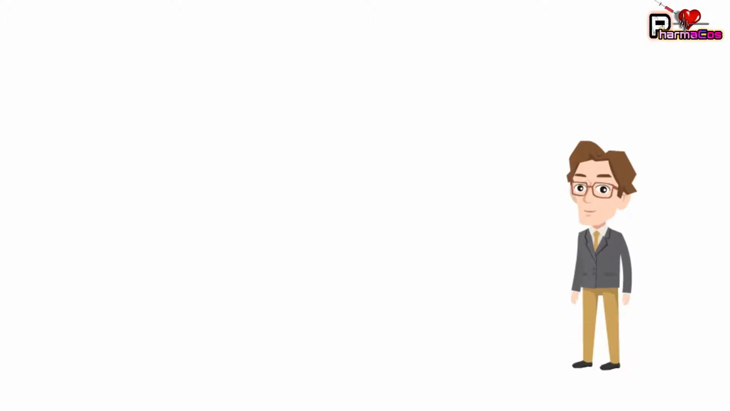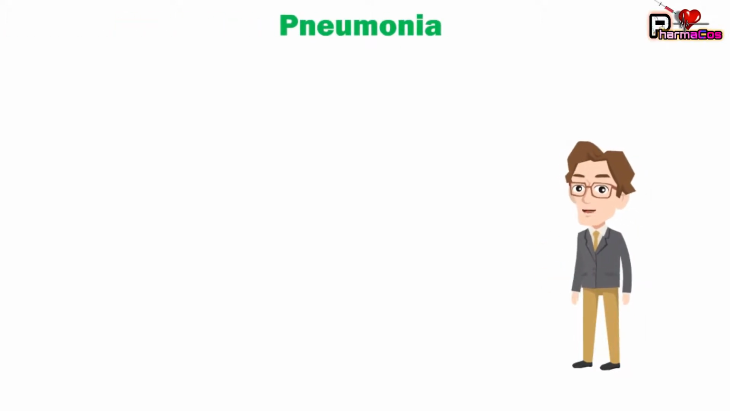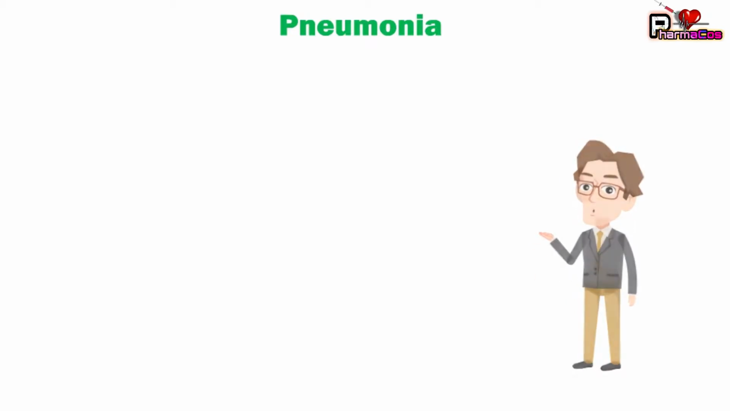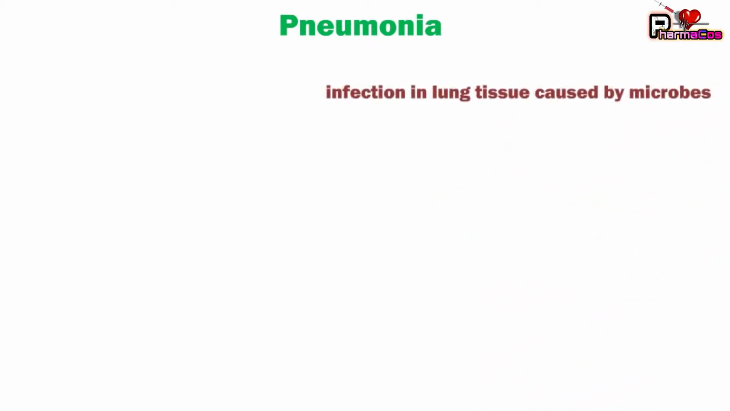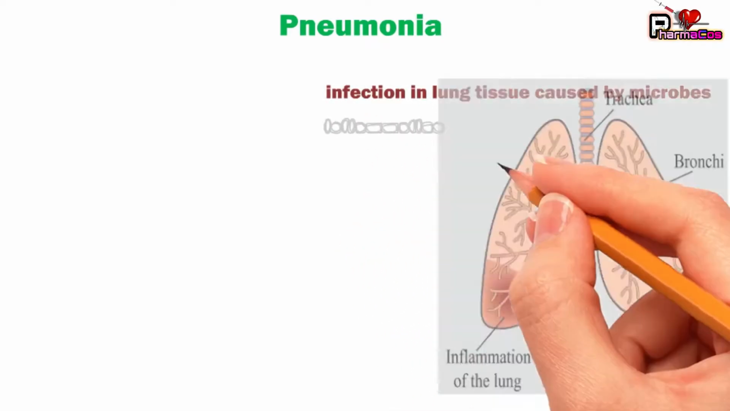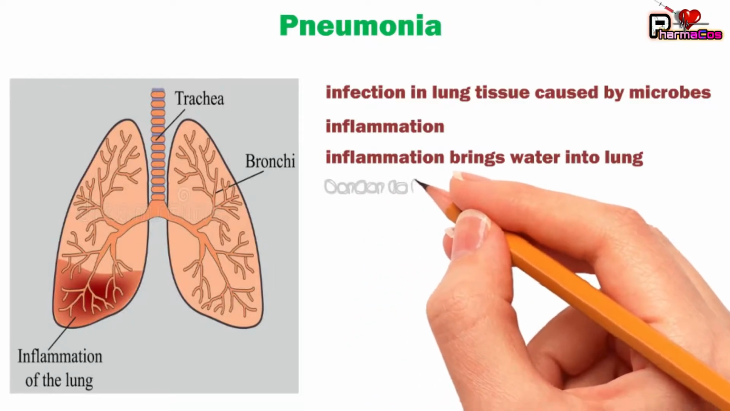Today in this video, I will discuss briefly pneumonia, its types, symptoms, diagnosis and the treatment. So let's start the discussion. Pneumonia is an infection in the lung tissues caused by microbes, and the result is inflammation. This inflammation brings water into the lung, and that extra water can make it harder to breathe.